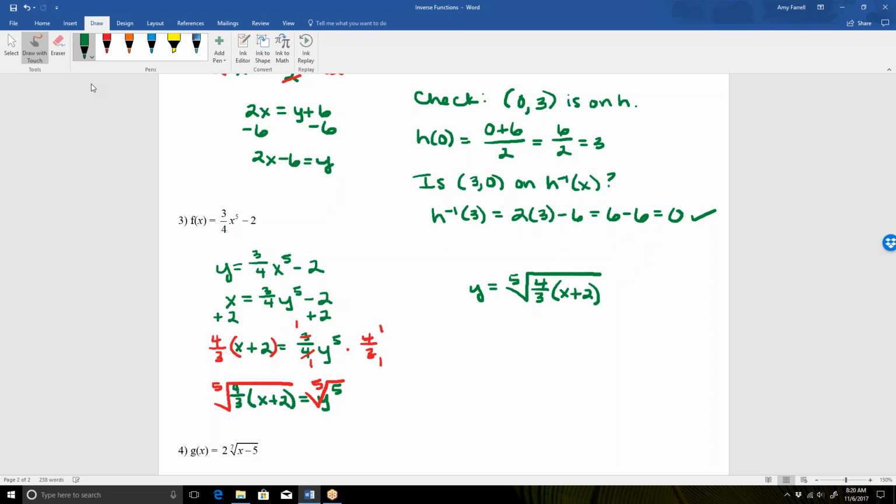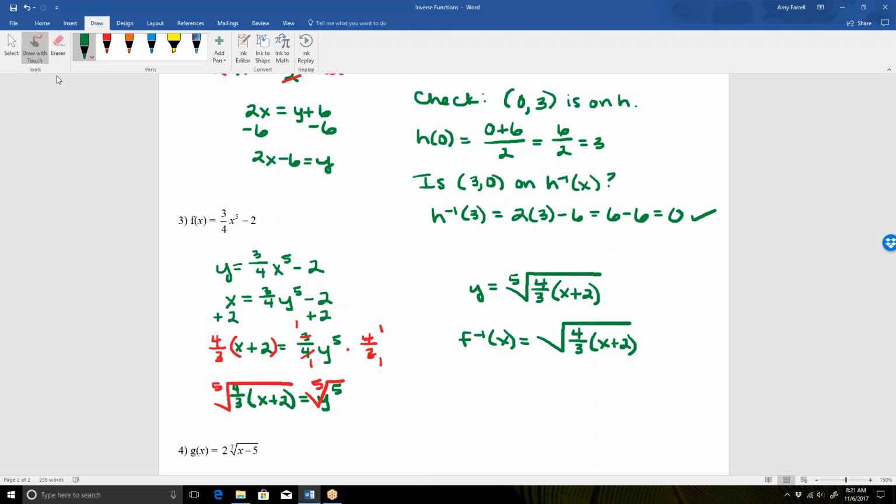Okay, and then I'll change that to f inverse of x. Okay, this shows that this is the inverse function of f. We've got this. Sorry, my 5s are really not working that great.